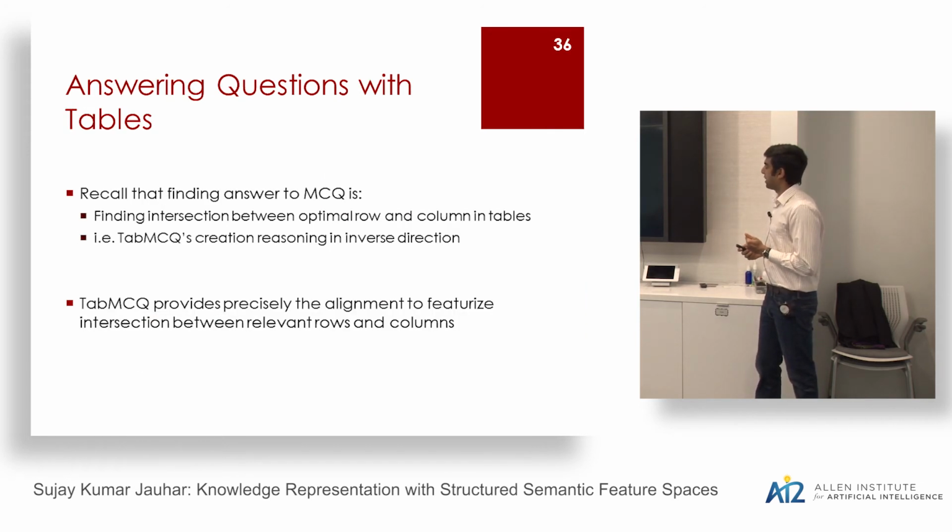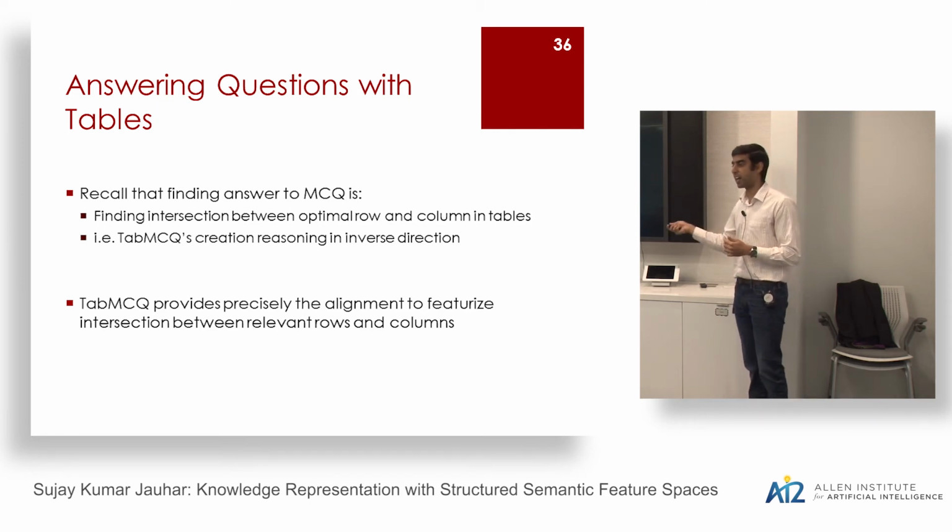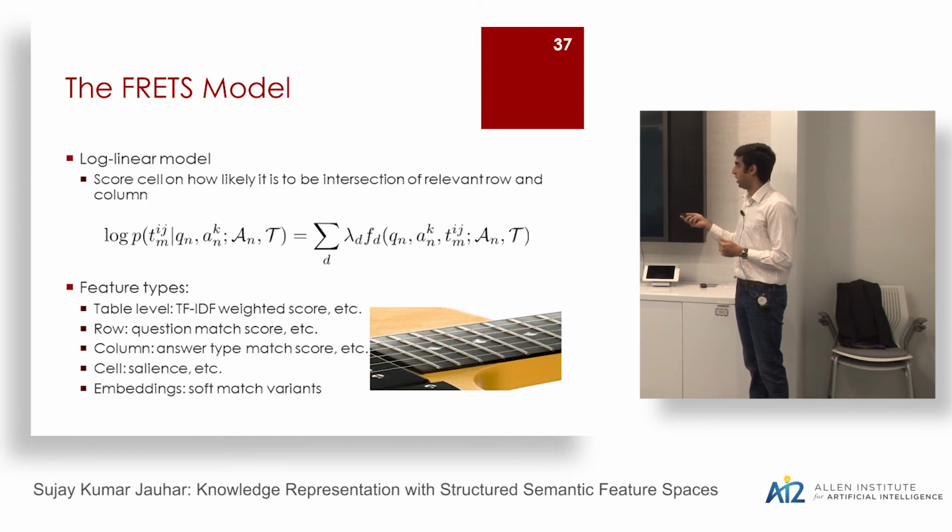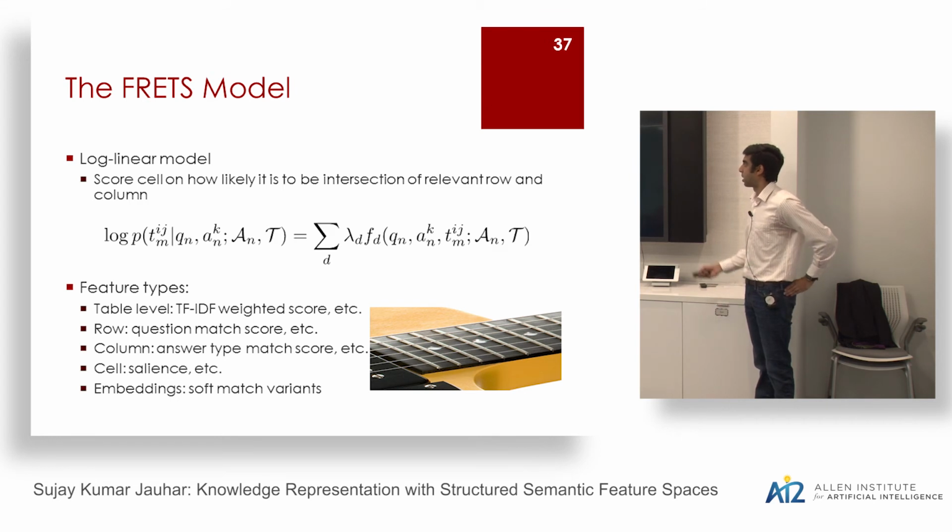Answering questions with tables, as you would recall, basically involved, for simple types of questions, an intersection between an optimal row and some columns. And this is exactly what we get from our data set, free alignment from multiple choice questions. And we will use this. Basically, our model is pretty standard. It's a log linear model consisting of a bunch of features.